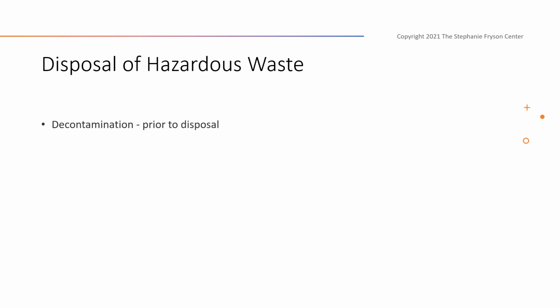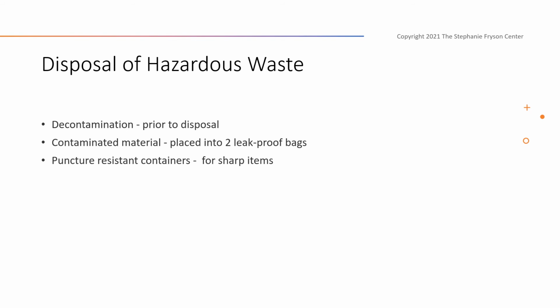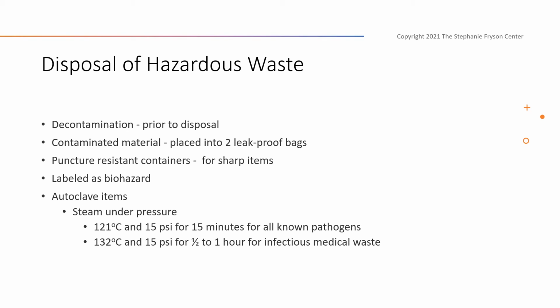The most important thing for you to remember from this slide, one, is that items should be decontaminated prior to disposal, which means if you can remove dried blood from an object, remove dried blood from an object. Contaminated materials are placed into two leak-proof bags. Puncture-resistant containers are used for sharps, and then all of this must be labeled as a biohazard.